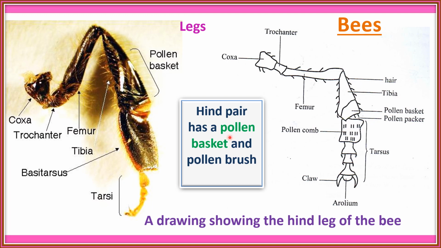It's a packer. So in a drawing showing the hind leg of a bee, we draw the coxa connected to the femur with the trochanter. You have the femur, which is hairy. Then from the femur, we have the tibia, then the pollen basket with the pollen packers, and then we have the pollen comb. It's on the tarsus. Then it has the claws and the arolium.